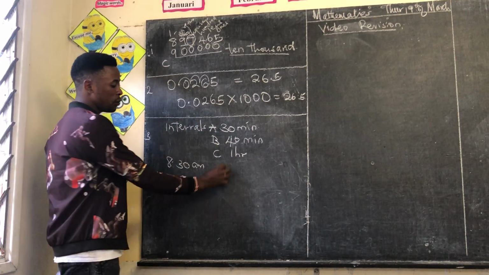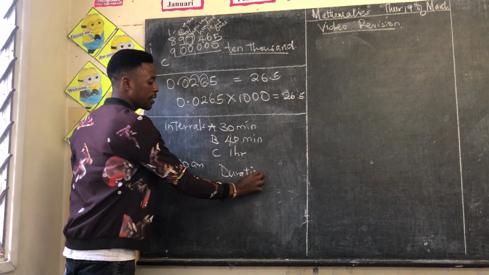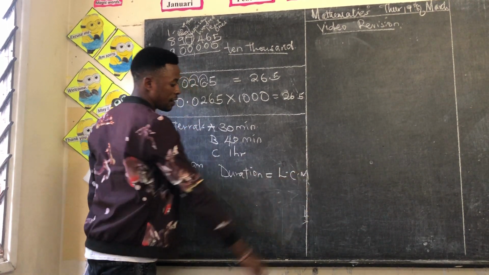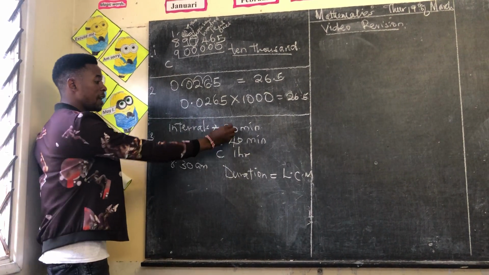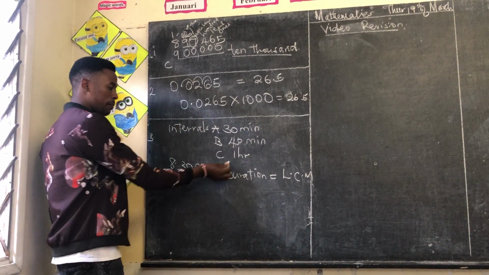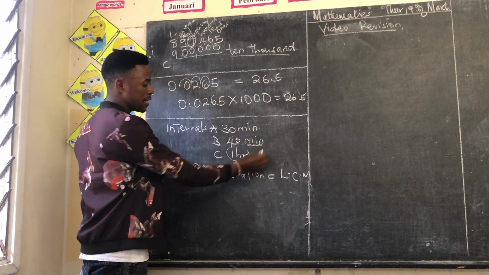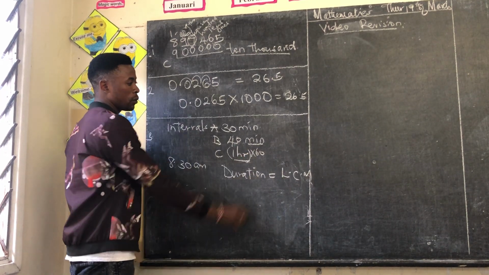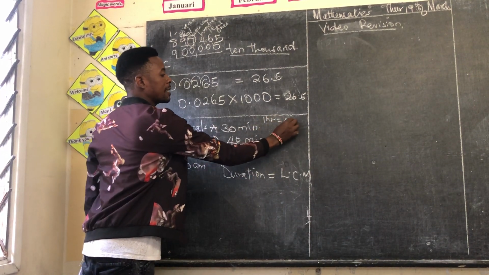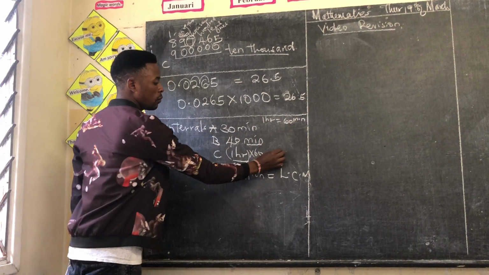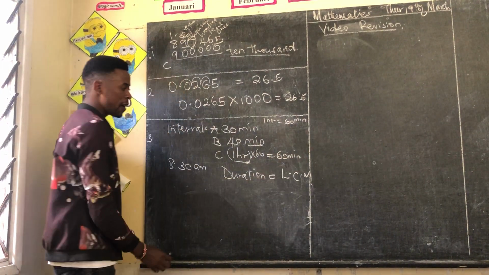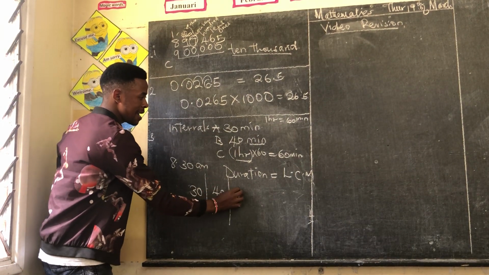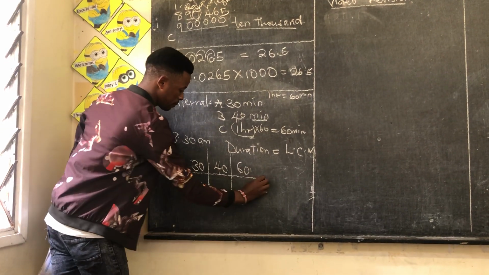To get that duration, you're supposed to find the LCM of the intervals. So you find the LCM of 30 minutes, 40 minutes, and 1 hour. Because this is in hours and the rest are in minutes, you change this 1 hour into minutes. So you multiply by 60 because 1 hour is equal to 60 minutes. So that will give you 60 minutes. So we are finding the LCM of 30, 40, and 60 minutes.